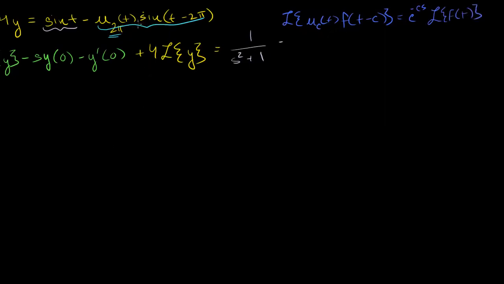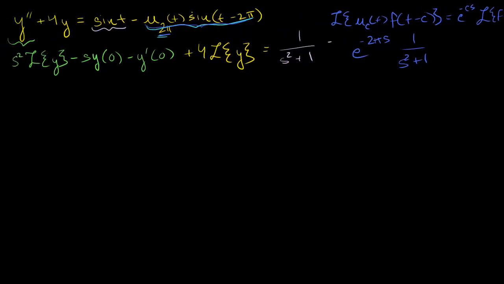Right? So if we're taking the Laplace transform of this thing, our c is 2 pi. Our f of t is just sine of t, right? So this is just going to be equal to, if we just do this piece right here, e to the minus cs. Our c is 2 pi. E to the minus 2 pi s times the Laplace transform of f of t. F of t is just sine of t, before we shift it. This is f of t minus 2 pi. So f of t is just sine of t. So it's going to be times 1 over s squared plus 1. This is the Laplace transform of sine of t.